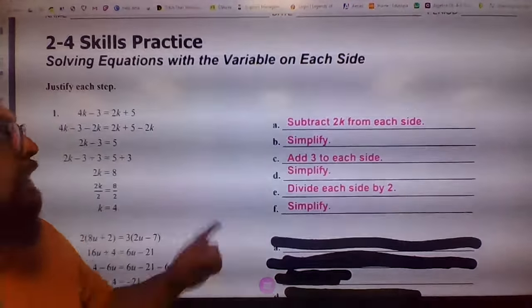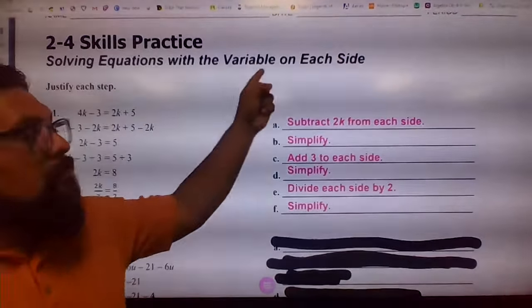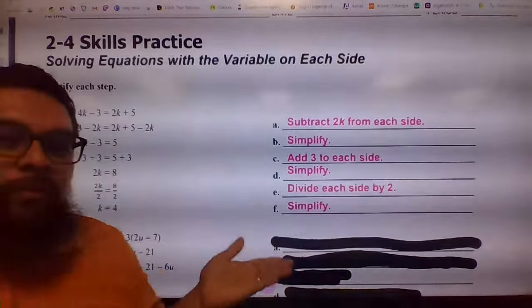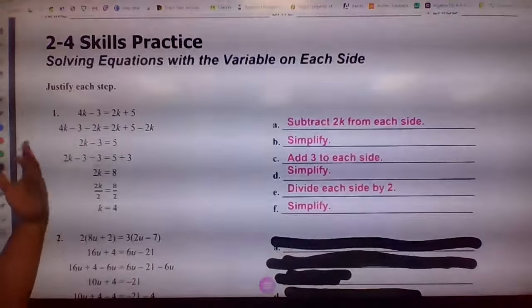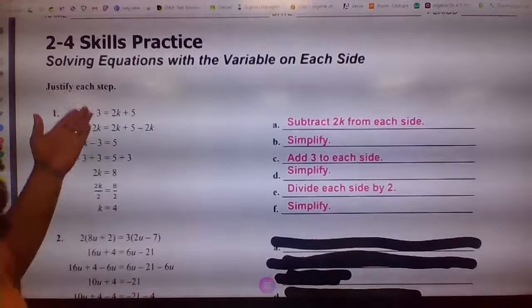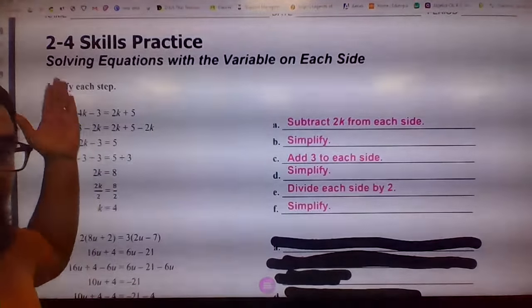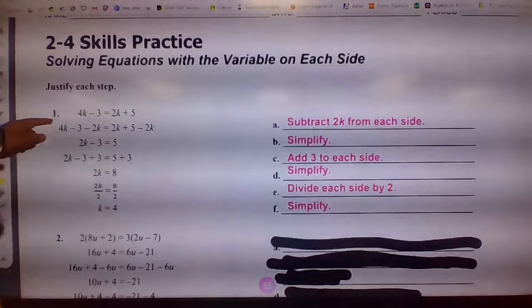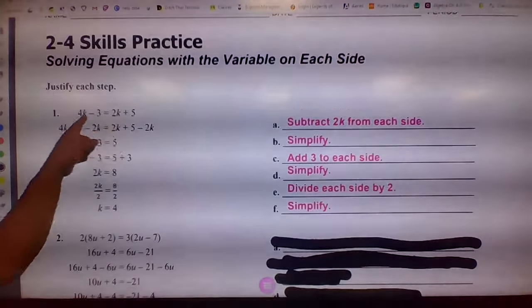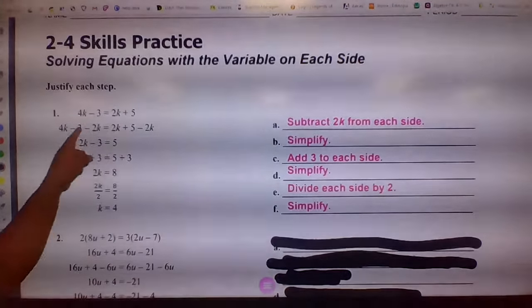Now, on 2-4, solving equations with variables on each side. Some of you had questions on how to do the 1 and 2. So here's the answer to number 1. What you've got to do is justify or explain what you are doing here. For example, on this one, 4k minus 3, this is the original equation. So you're going to put what they did here.